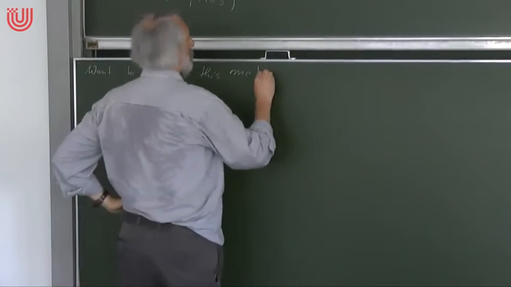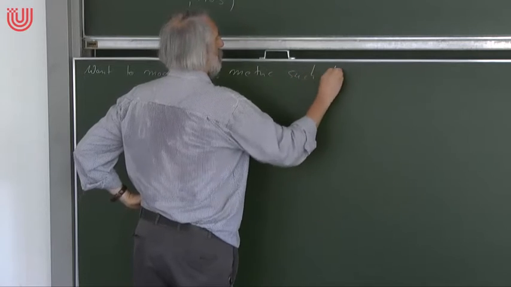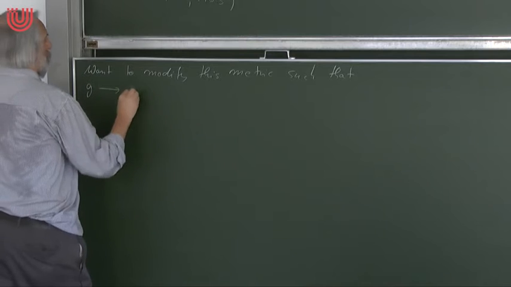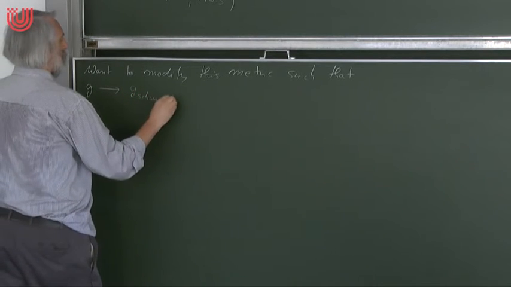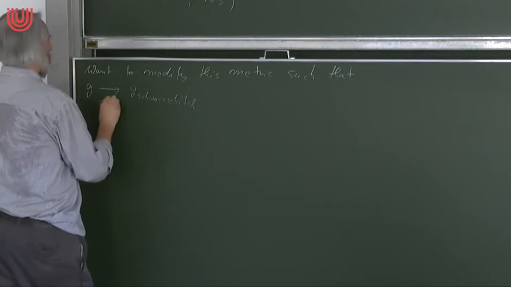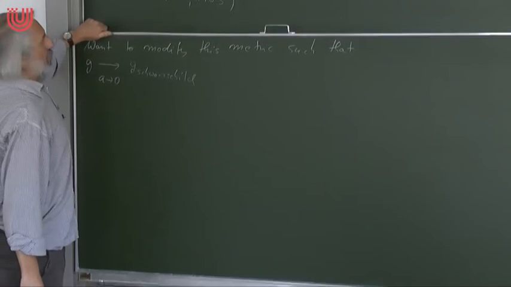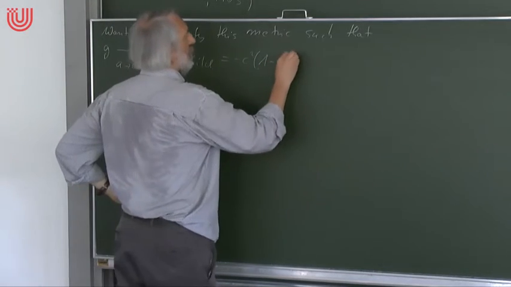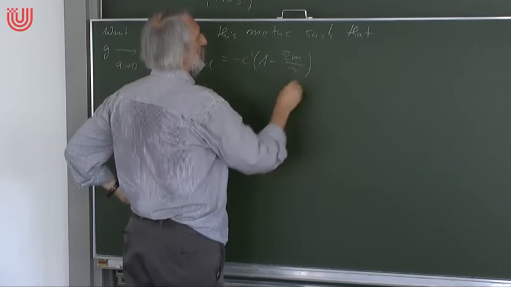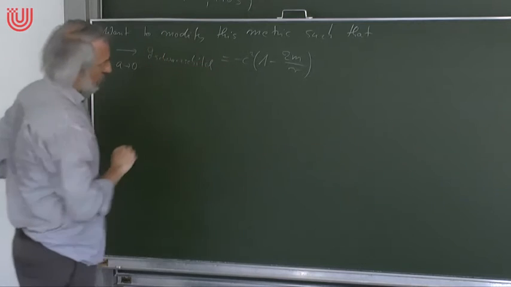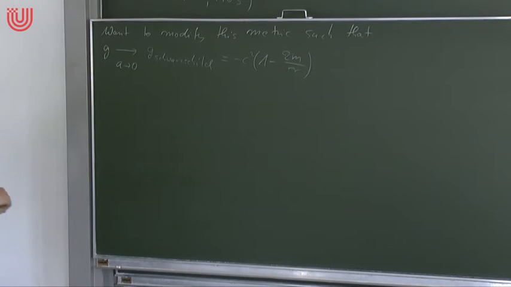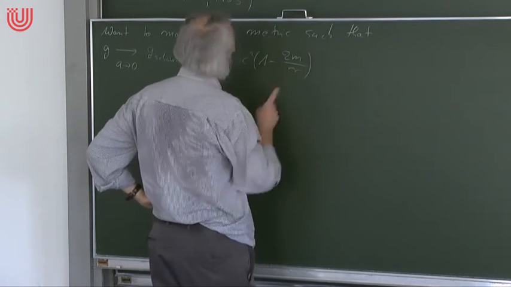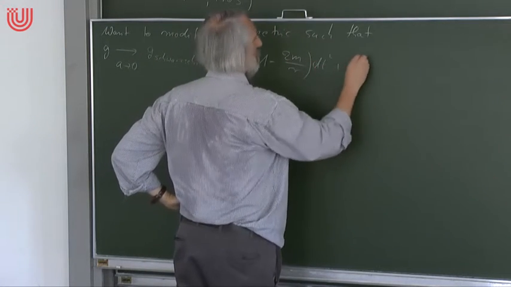So we want to modify this metric such that g goes to the Schwarzschild metric for A to 0. And what is the Schwarzschild metric? The Schwarzschild metric can be written in this way. When we discussed the Schwarzschild metric before, I usually wrote R_S for the Schwarzschild radius. From now on, I will use this symbol little m instead, and I'll tell you in a minute what the little m is.